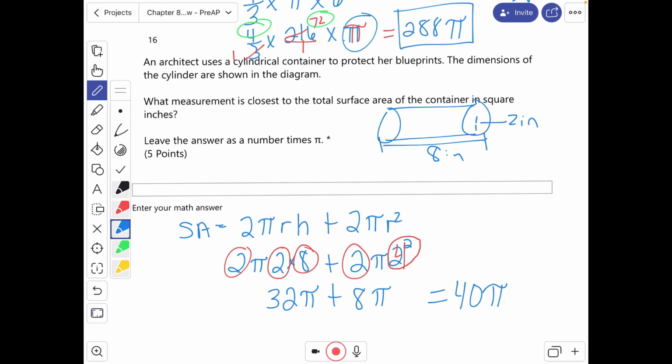And you can leave your answer like that, or you can multiply 3.14 times 40, which is 125.6. That is the preferred answer.